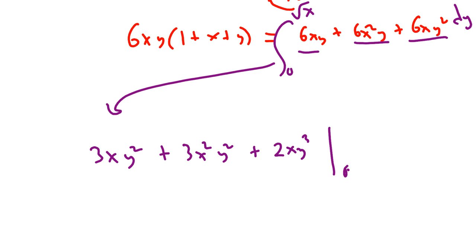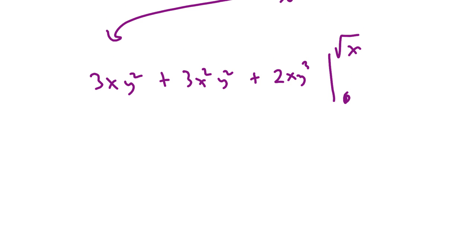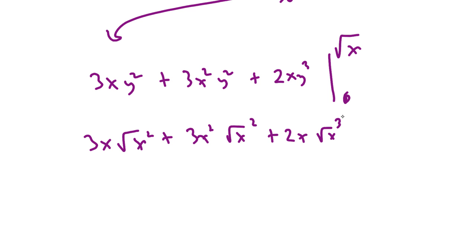We've got to evaluate this from 0 to root x. Again, plugging in 0 for all the y's will cancel everything, but the root x won't. Plug it into the first one, I get 3x times root x squared. This will end up being 3x squared times root x squared. And then lastly, you'll get 2x times root x cubed.